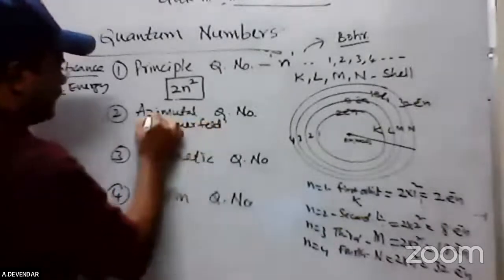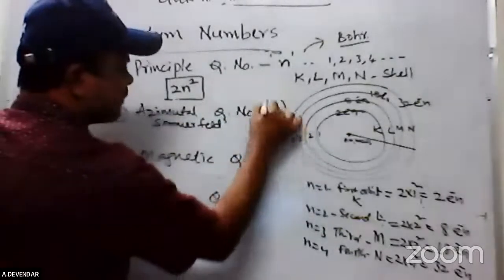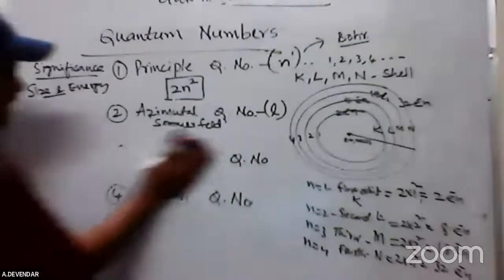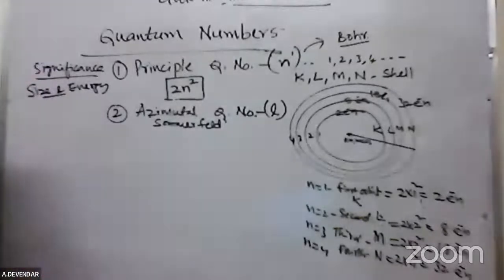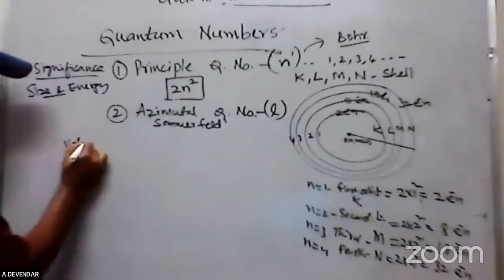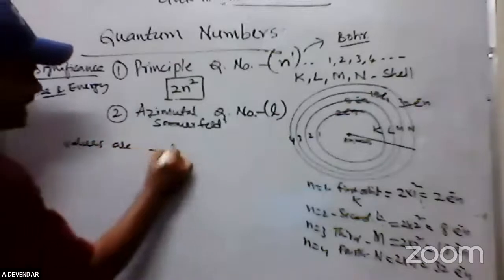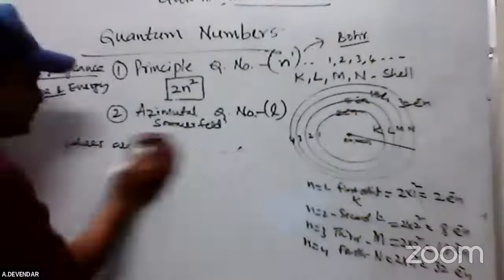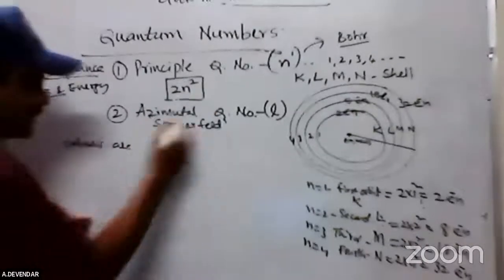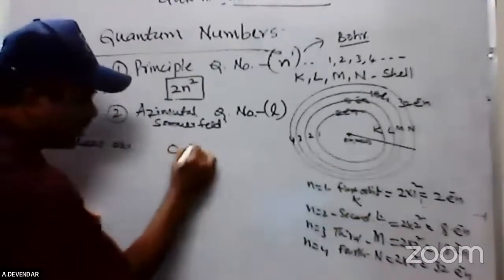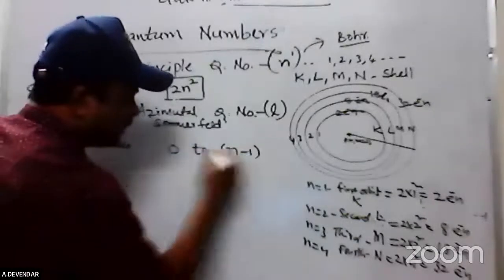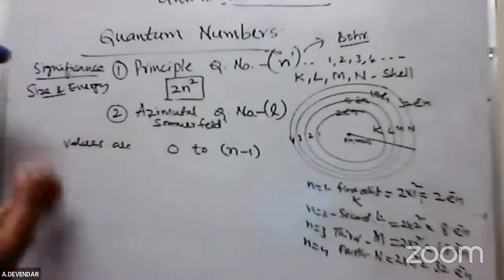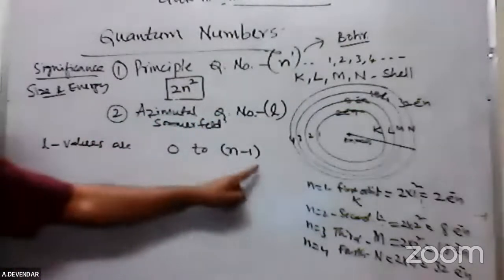Sommerfeld proposed this, designated by the letter small l. Small l is the azimuthal quantum number. Sorry, you cannot use this one. The azimuthal quantum number values are 0 to n minus 1. After this only you are getting minus L. The azimuthal quantum number L values are 0 to n minus 1.